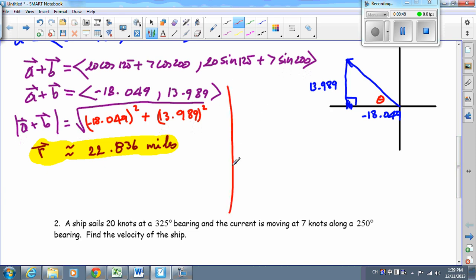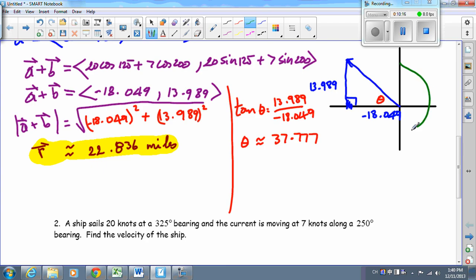I will say the tangent of theta is equal to the opposite, which is 13.989, over negative 18.049, and you end up with theta, using the tangent inverse, approximately equal to 37.777, where theta is this angle. That's not what I'm looking for. What I'm looking for is the angle that is the bearing, meaning from here all the way to here. Note that theta is only this portion. So to find the whole bearing, I need to add 270.